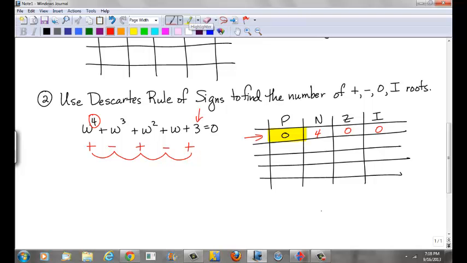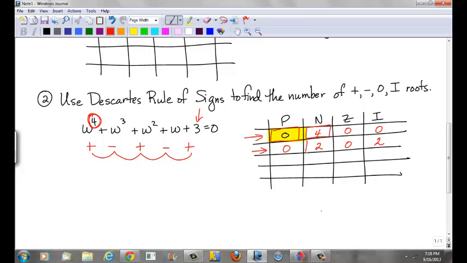If either the positives or the negatives, either one of those boxes is 2 or greater, you can depress it by an even number. Okay, so this would stay the same. This could go down to 2. The 0 root stays the same, and this row across has to add up to 4, so that takes this up to 2.